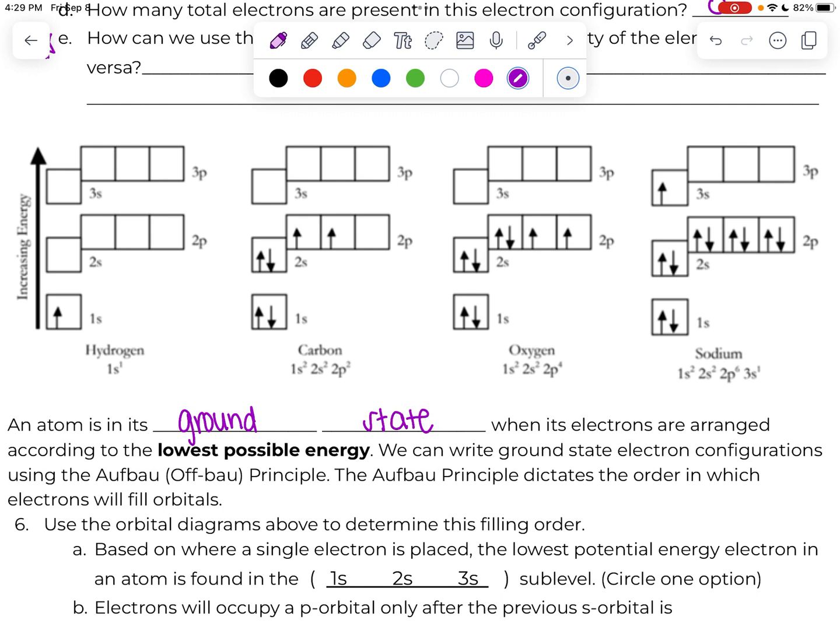Well, there are some rules that we have to follow, and the first rule is called the Aufbau principle. The Aufbau principle basically tells you how you're going to fill these electrons in. Everything's designed to be lazy. So what that means is we have to start filling lowest energy first to highest energy.